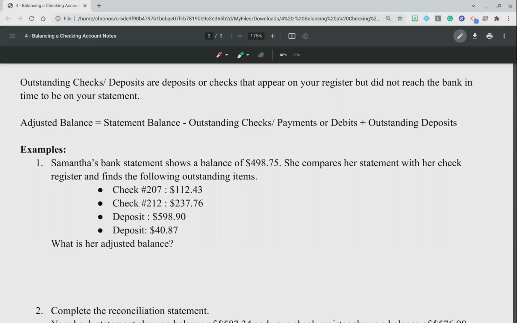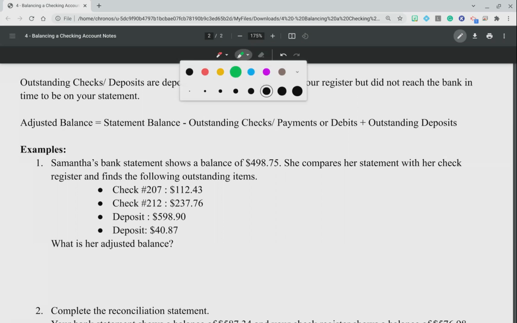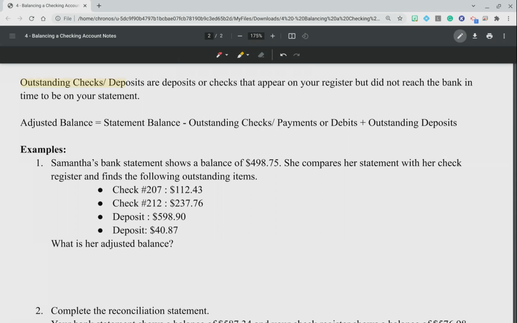All right, outstanding checks and deposits are checks or deposits that appear on your register but did not reach the bank in time for your statement. So that means maybe you wrote a check on the very last day of the month, okay? That check may not clear before that statement comes out, so it's considered outstanding.